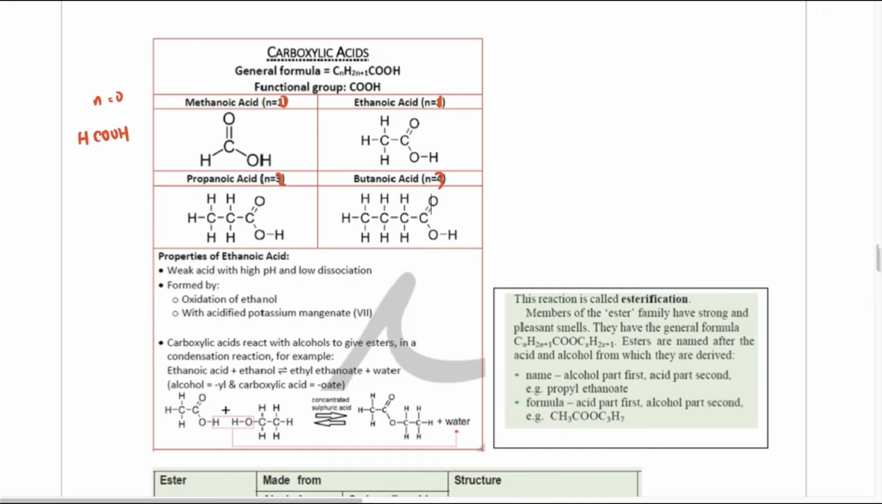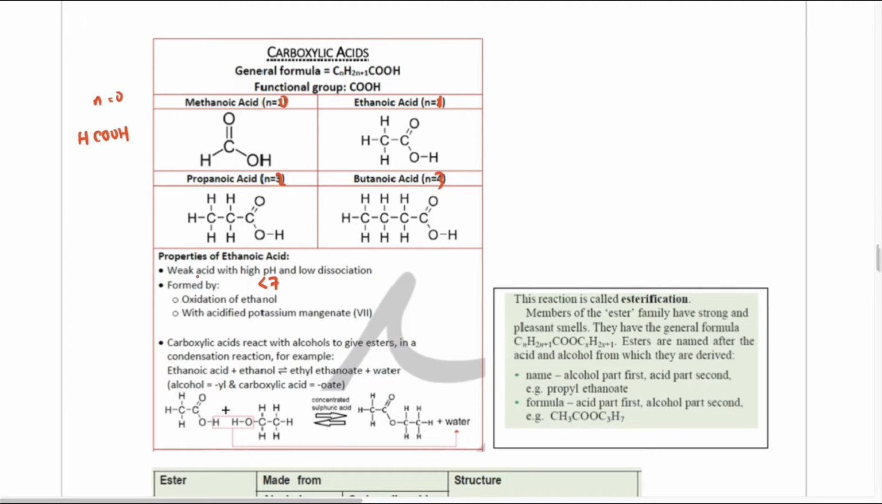You put 3. So properties of ethanoic acid: weak acid with high pH. Although they say high pH, just remember that it is still below 7, or else it is not acid anymore. For example, maybe the pH can be 5 or can be 6, depending on the concentration of the acid also. But it must be less than 7 in order to act as a weak acid.